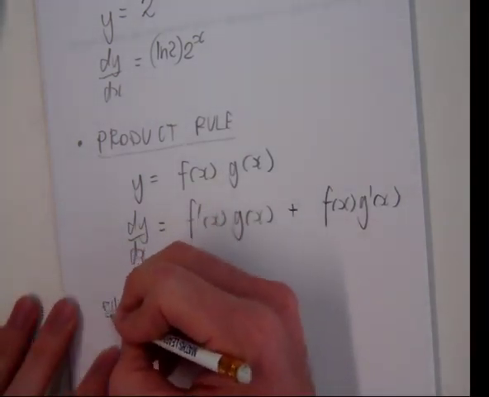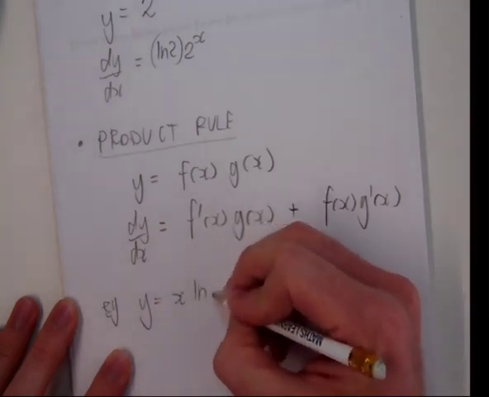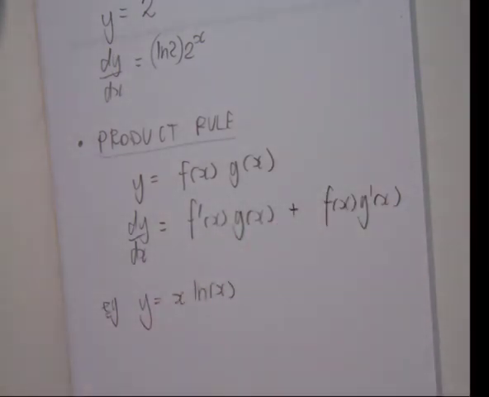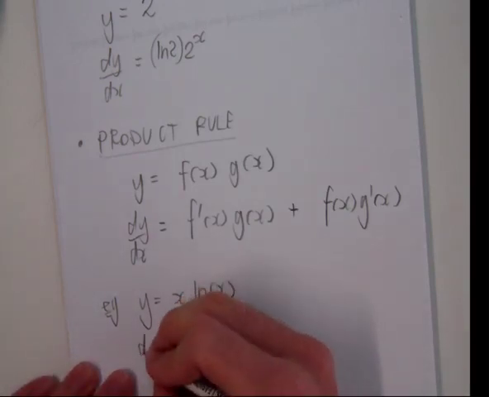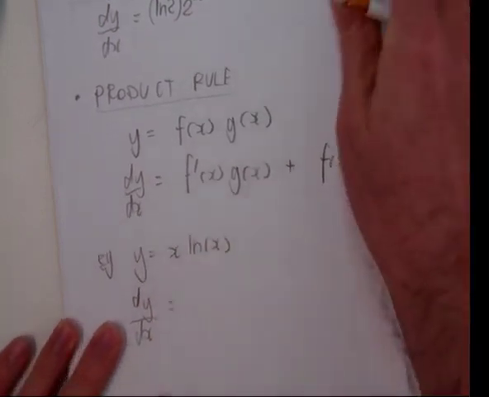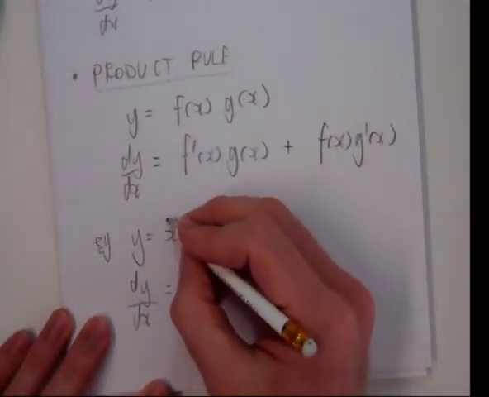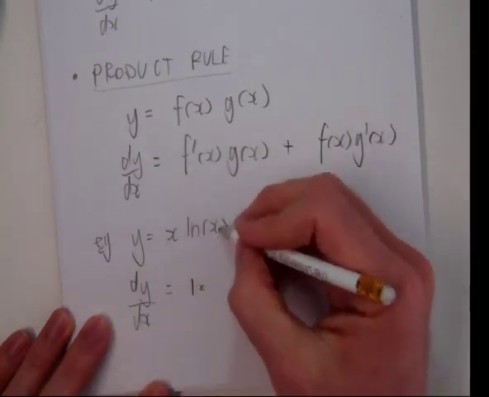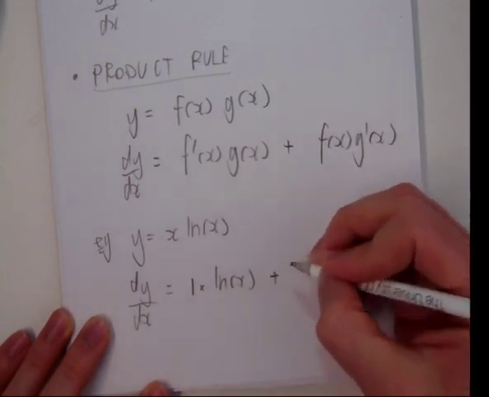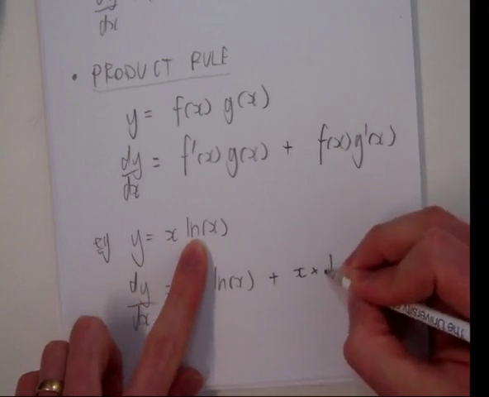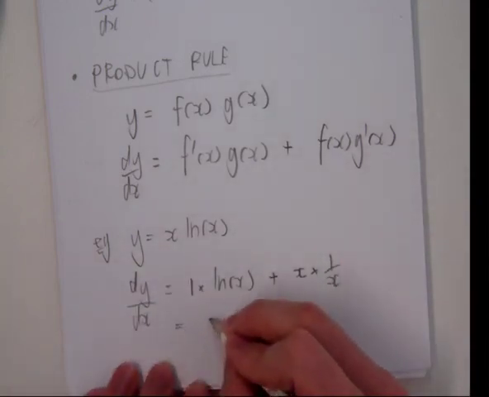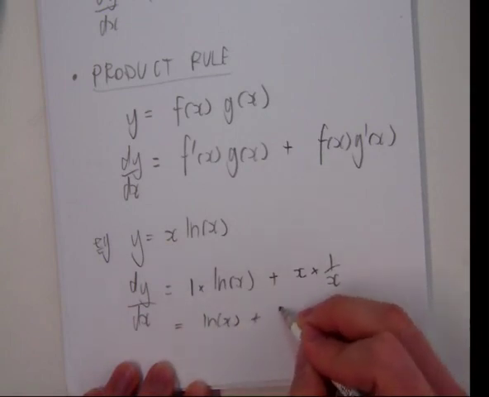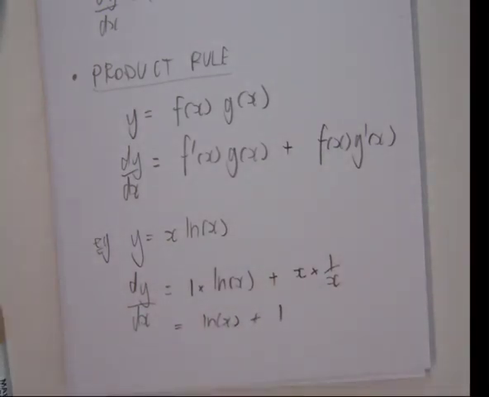So for example, y is x ln x. I have 2 things multiplied together, so I have to use the product rule. I can't use any of the other rules. If this was a constant number, I'd be fine, but it's an x. So I have to do this. I will differentiate the x, which will give me a 1, because it's 1x, and I will keep the ln x. And then I will keep the x, but I will differentiate the ln x. And that leaves me with ln x plus 1. That's the product rule.